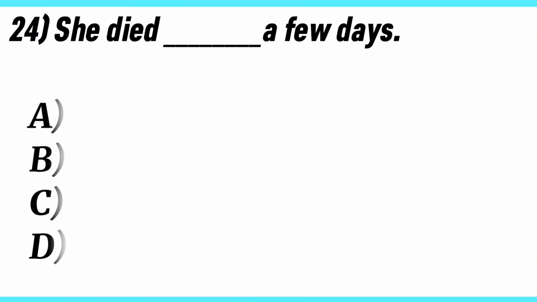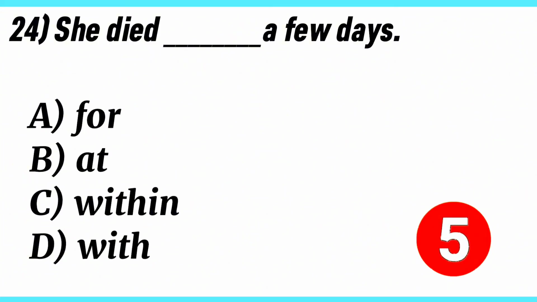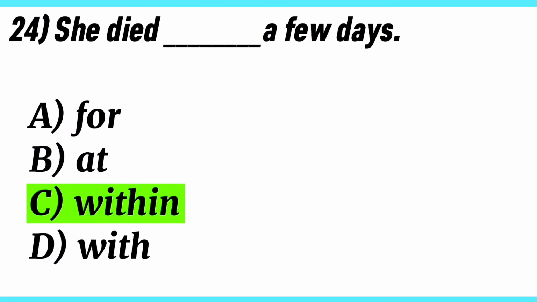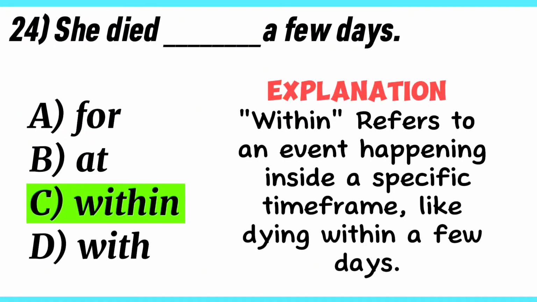She died dash a few days. The correct answer is option C, within. Explanation: within refers to an event happening inside a specific time frame, like dying within a few days.